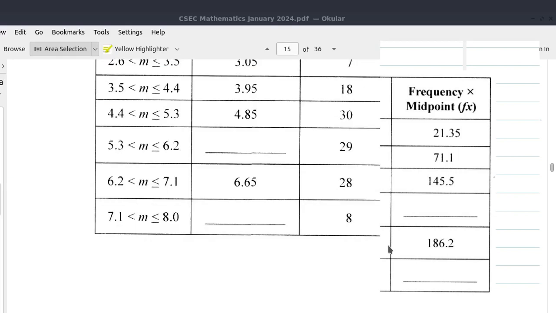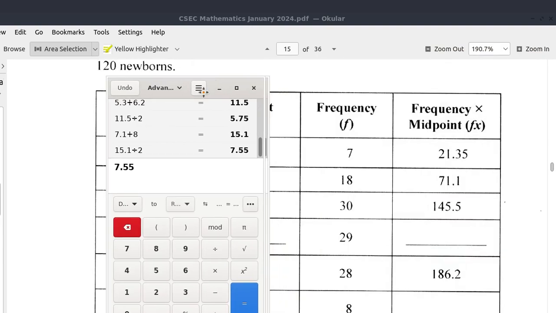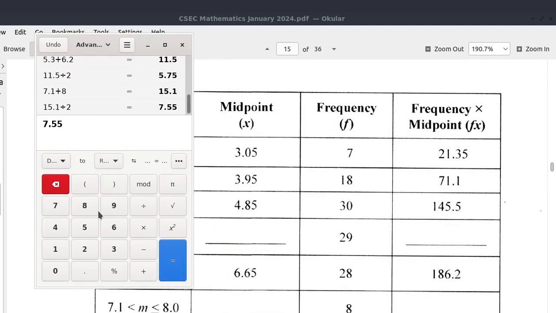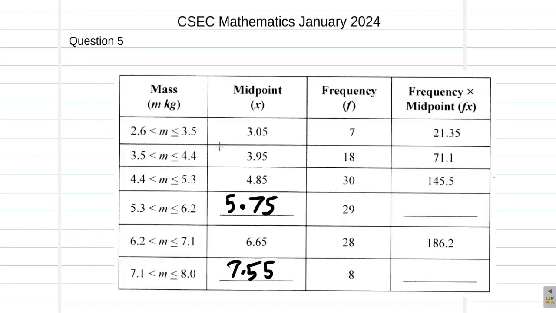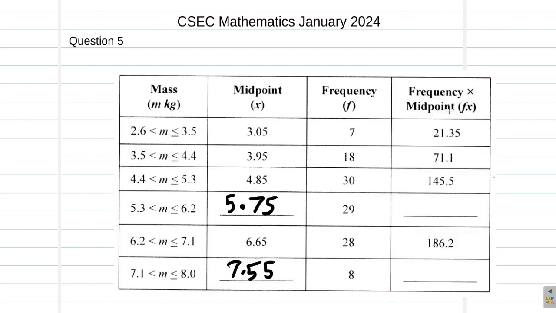Then over here now, they say you must have frequency times midpoint. Let's do what you have here. 3.05 multiplied by 7, that's the midpoint multiplied by the frequency, and you get 21.35. Alright, see that? So to get this, you multiply the number you get by 29. What was it again? 5.75 times 29. That's what you're going to get.